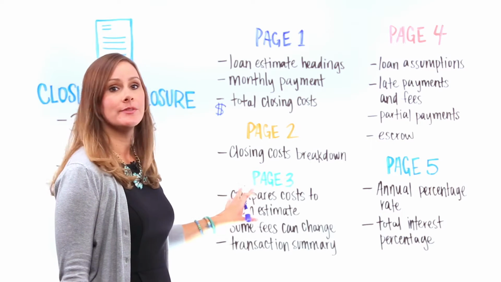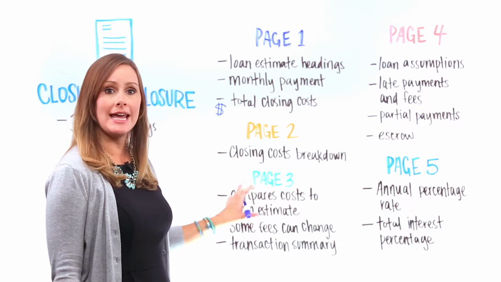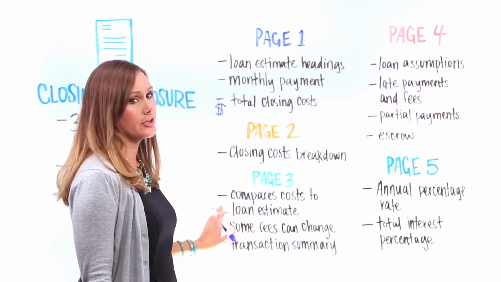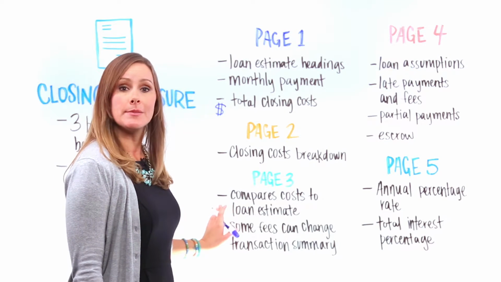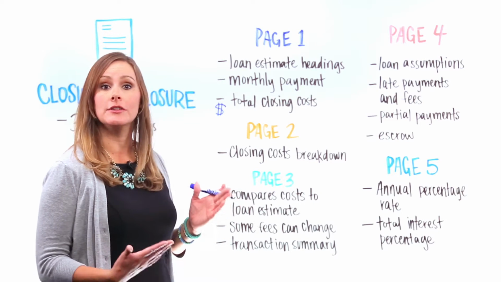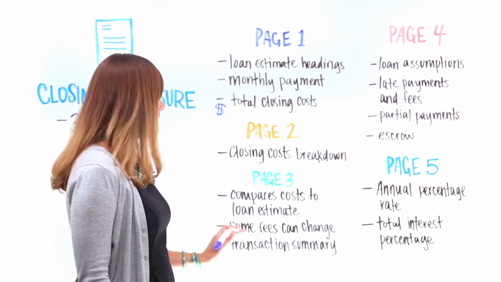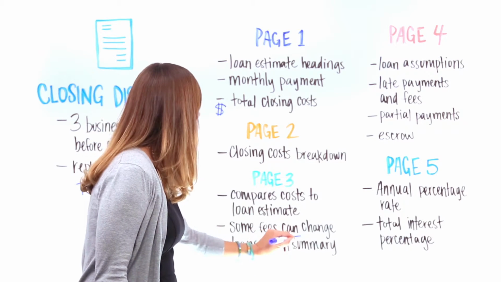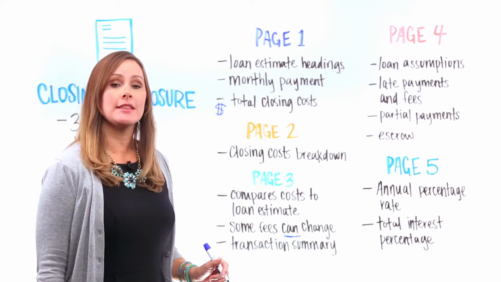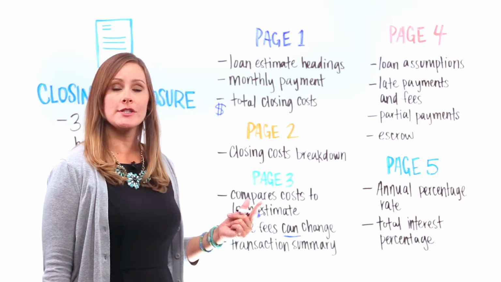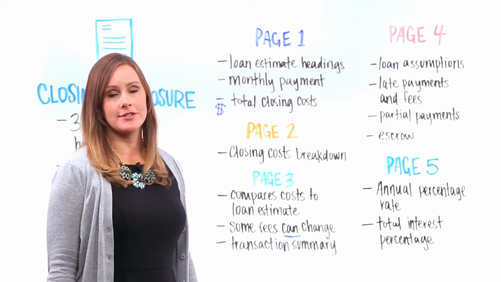The third page of the closing disclosure contains a table comparing your final cash to close calculation to initial figures from your loan estimate. Some of your closing costs and fees aren't allowed to change between when you get your loan estimate and your closing day. But keep in mind, some fees can change, especially things like the initial deposit for your escrow account, your prepaid interest charges, and your homeowner's insurance costs.